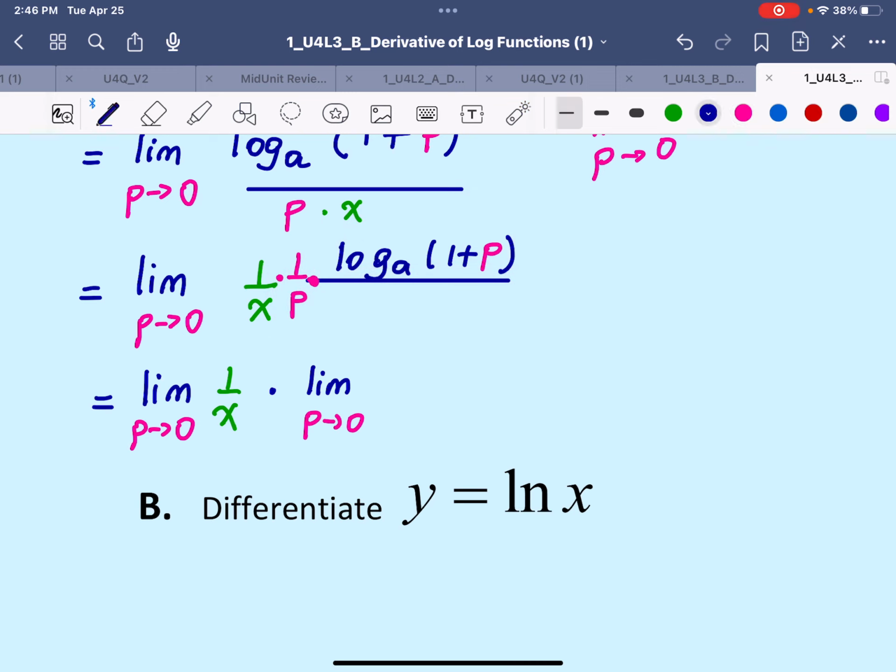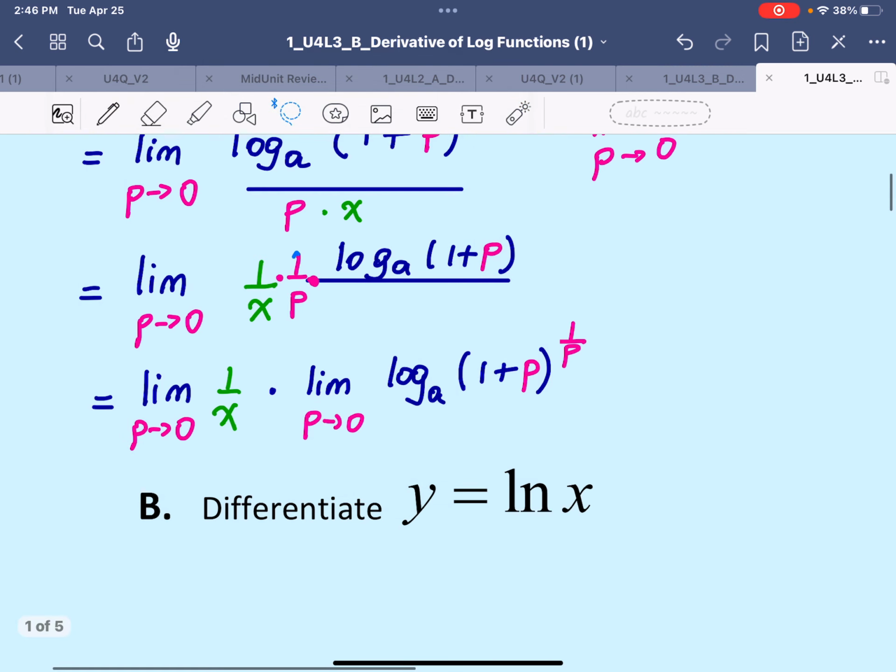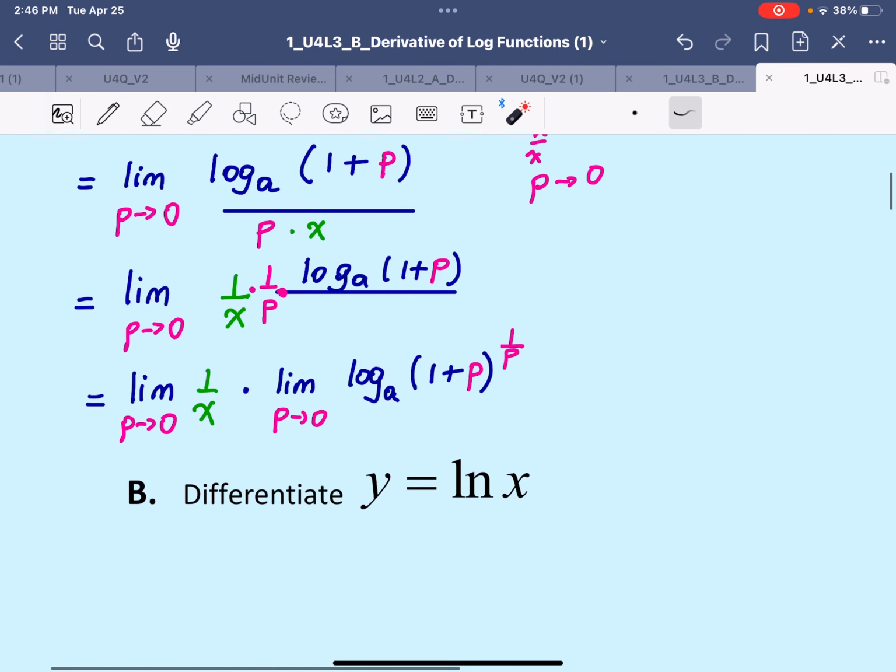So we're going to rewrite this as log with base a of 1 plus p to the power of 1 over p. So again, what we are trying to do here is bring this 1 over p up here as an exponent. That's because it's a multiplier of this log term. So let's see what we have obtained in here.